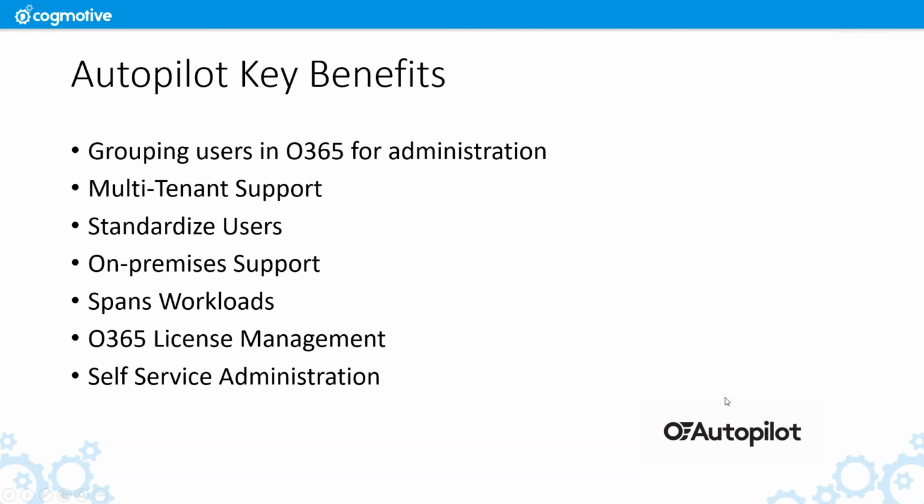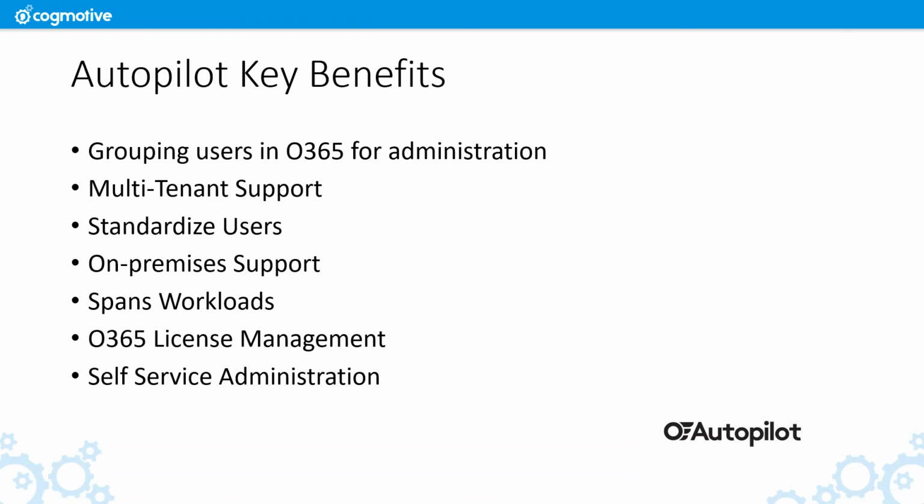Some of the key benefits for Autopilot, again, we're using the concept of grouping or containers or organizational units in Office 365 for administration. We offer multi-tenant support, so for larger organizations that, for one reason or another, have been put into a position where they have multiple tenants to support, whether that's merger and acquisition or they were just too big for a single tenant. Whatever that might be, we do offer multi-tenant support.